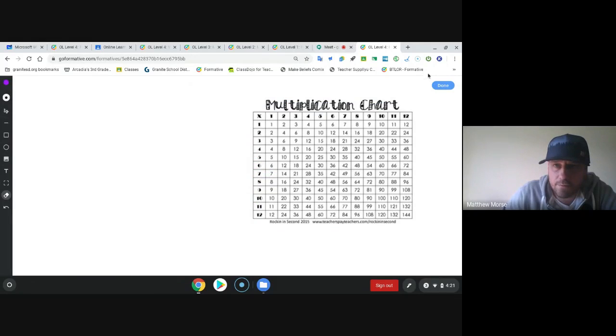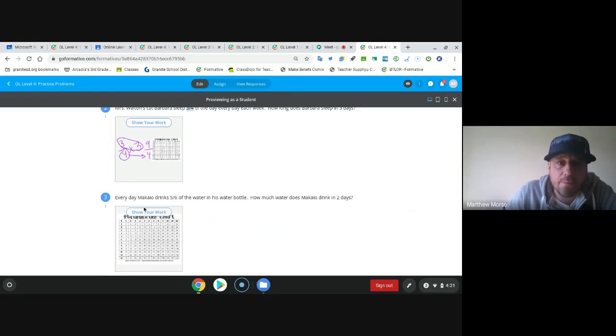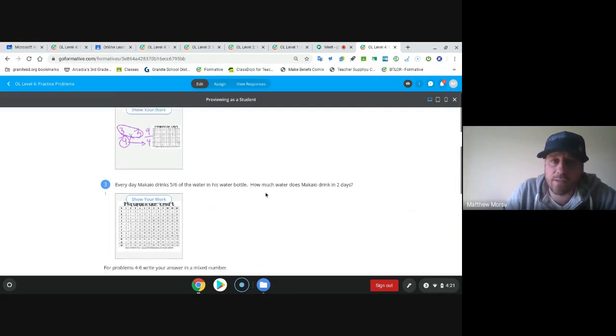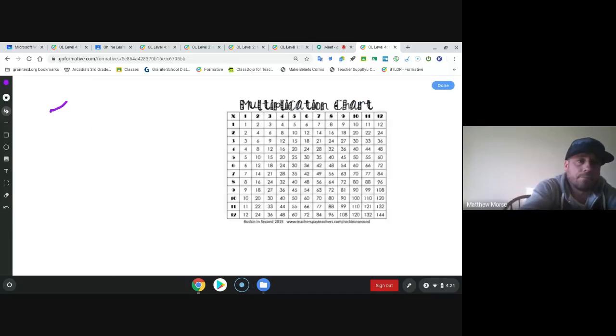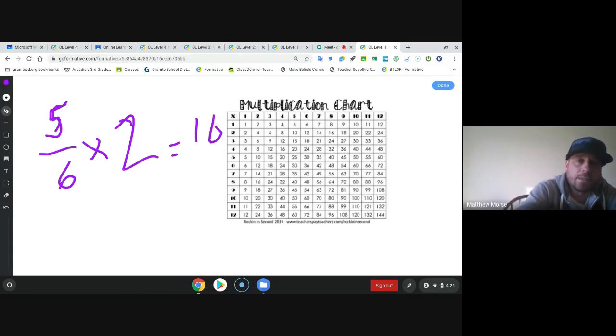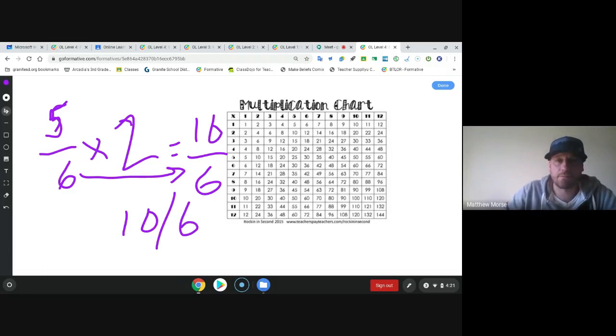Okay, let's see. Every day, Mikhail drinks 5/6 of the water in his water bottle. How much water does Mikhail drink in 2 days? So 5/6 times 2. Five times 2 is 10, and your denominator stays the same at 6. When you type 10/6.